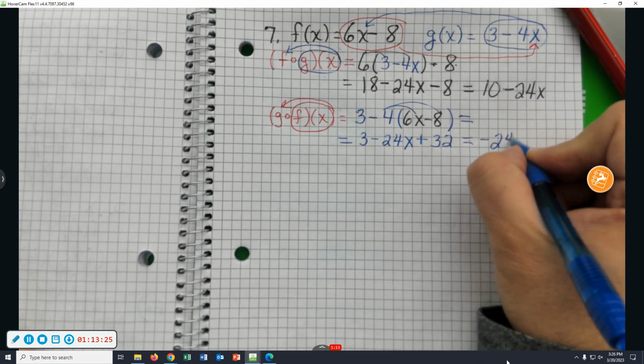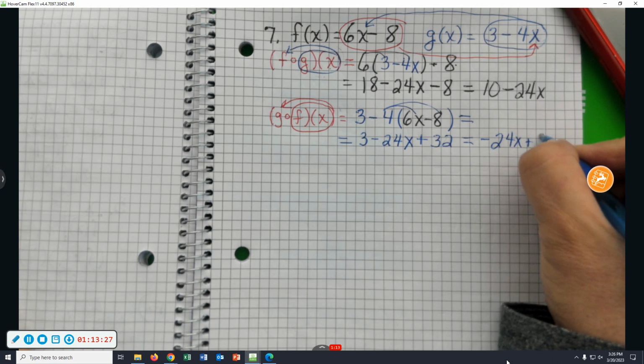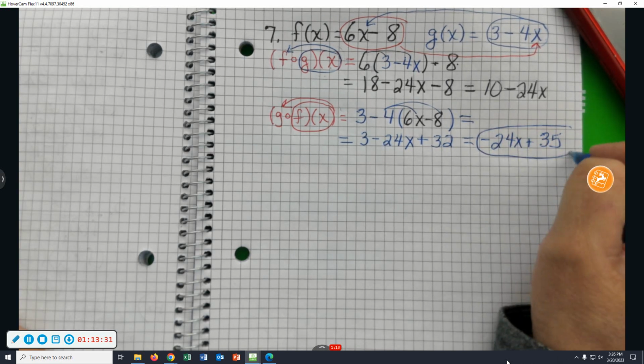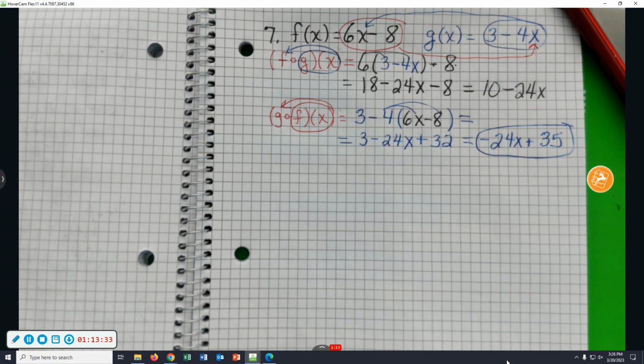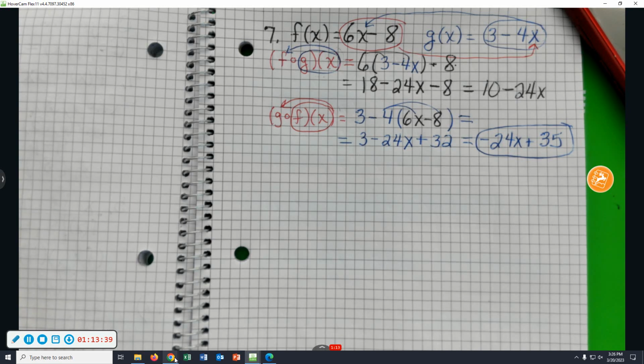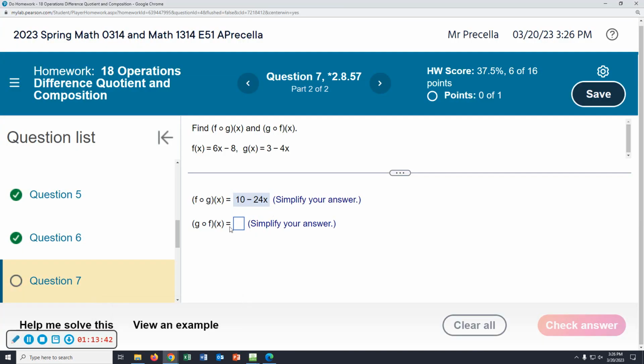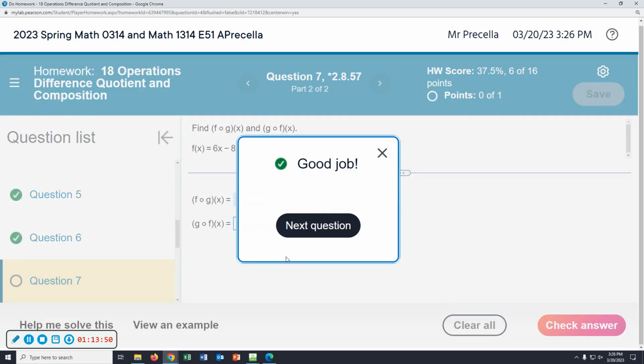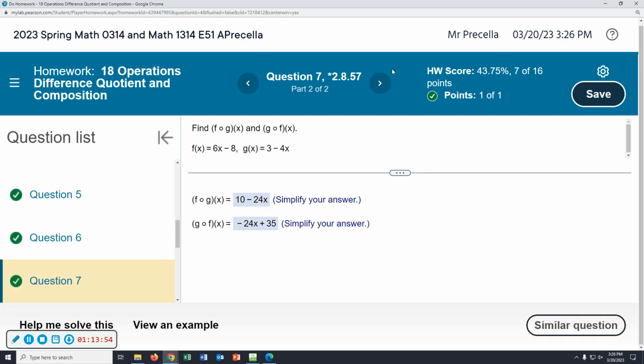Negative 24x plus 35. My MyLab will take 35 minus 24x also. As long as you have the negative in front of the 24 and the 35 is positive, my lab will take it. Now I'm going to type it out the way you said. Negative 24x plus 35. It takes a little bit of getting used to.